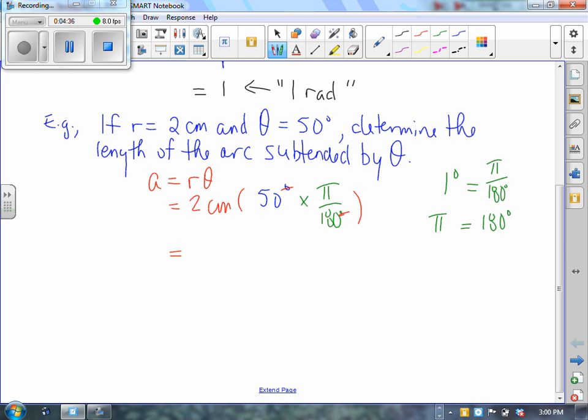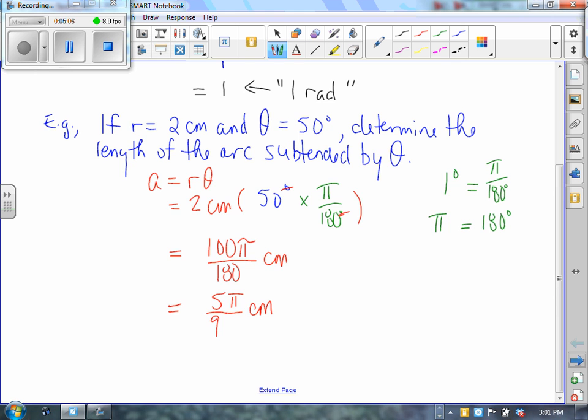So what we'll do is multiply 2 by 50, coming up with 100, and pi over 180. Now, no specificity is given as to how we want to express the answer. We'll leave it as an exact value in lowest terms. So we can take 20 out of the top as well as the bottom and end up with 5 pi over 9 centimeters. Okay.